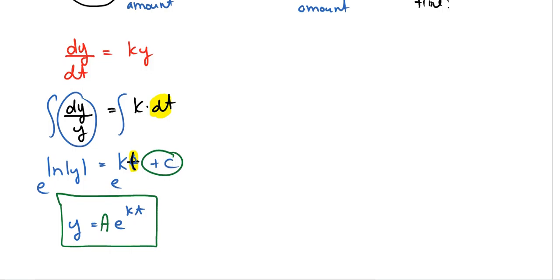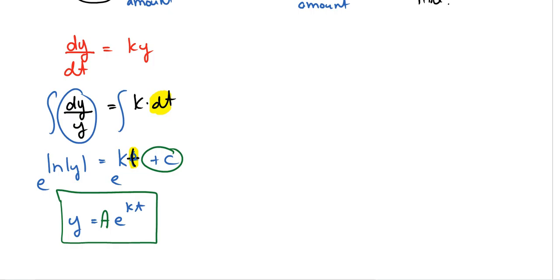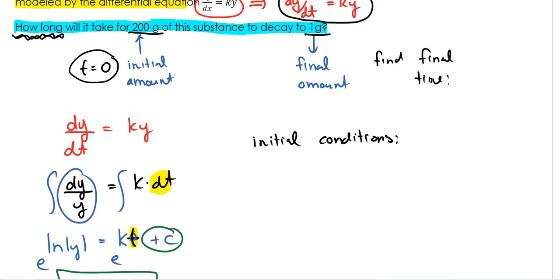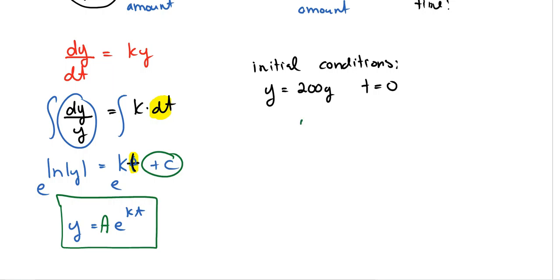Okay, now if I look at my initial amount here, the initial conditions. I know I have 200 grams, so that means y is equal to 200 grams, and my time is going to be equal to 0. So at the beginning I have 200 grams. If I plug that into my solution here, ae to the kt, I know that y is going to be 200 grams equals a, which I don't know, times e to the k. Do I know k right now? I don't know what k is either, but I know that time is going to be 0.